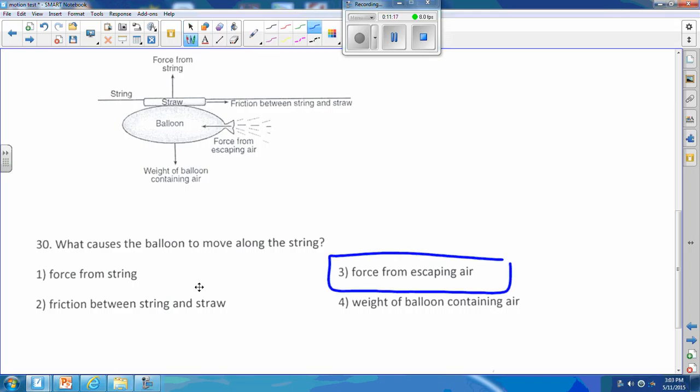Every action has an equal and opposite reaction. If the air goes this way, the balloon goes that way. And that actually leads us to the next question. You were supposed to draw arrows.